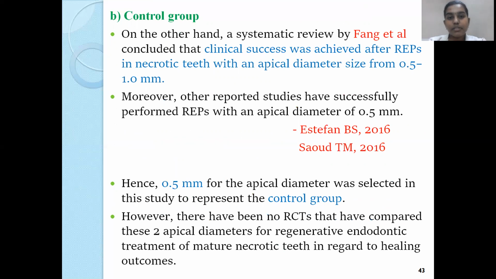concluded that clinical success was achieved after a regenerative procedure in necrotic teeth with an apical diameter size from 0.5 to 1 mm. Moreover, other reported studies have successfully performed regenerative procedure with an apical diameter of 0.5 mm by Estefan et al. and Saud et al. Hence, 0.5 mm for the apical diameter was selected in this study to represent the control group. However, there have been no RCTs that have compared these two apical diameters for regenerative endodontic treatment of mature necrotic teeth in regard to healing outcomes.